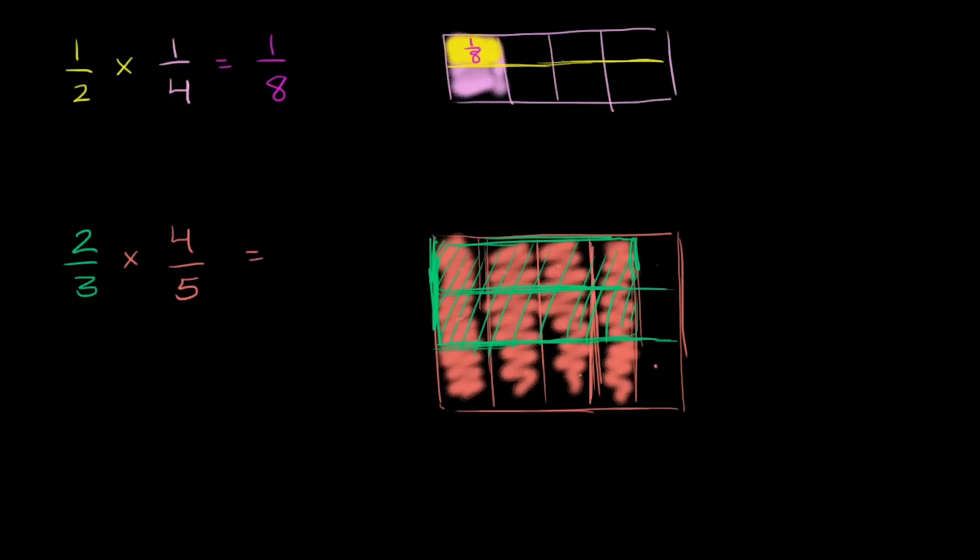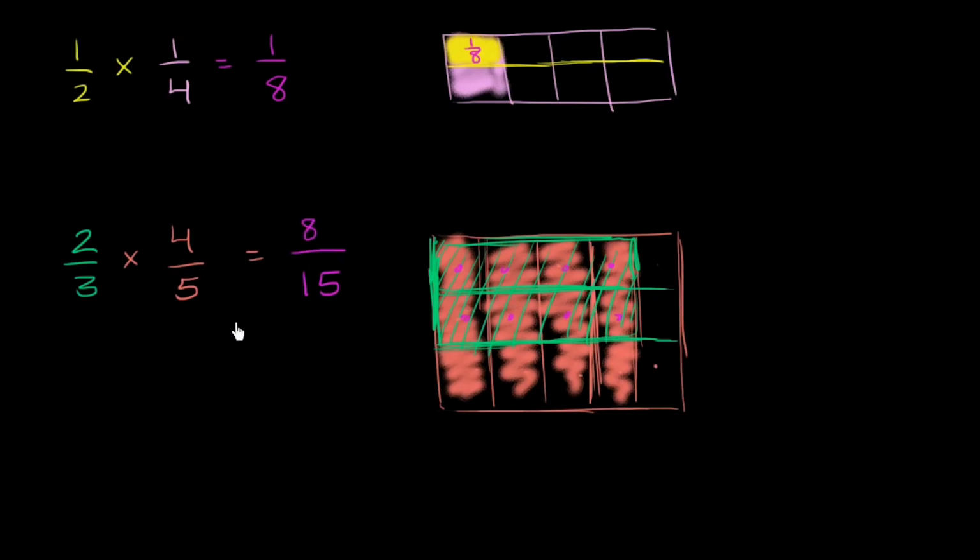Let me do this in a new color. We have 15 equal sections, and that makes sense. We started with 5 equal sections, but then we divided each of those into 3 equal sections. So now we have 5 times 3 total equal sections. And then how many of those are now colored in? Well, we see it's 2 times 4. 1, 2, 3, 4, 5, 6, 7, 8. Or how many of them are in the 2/3 of the 4/5, I should say. And there's 8 of them. 8 of the 15 equal sections.